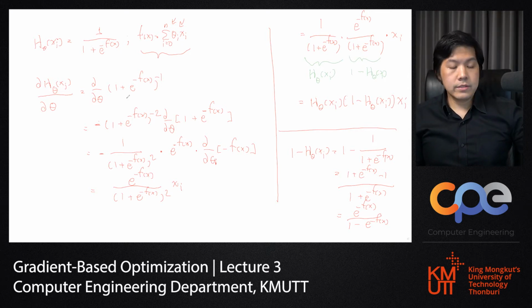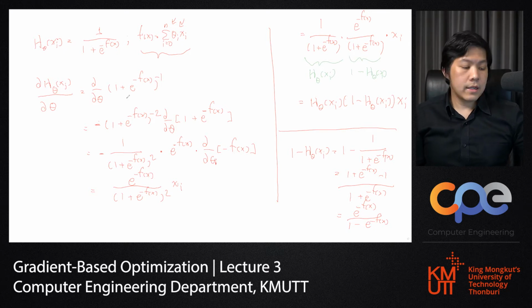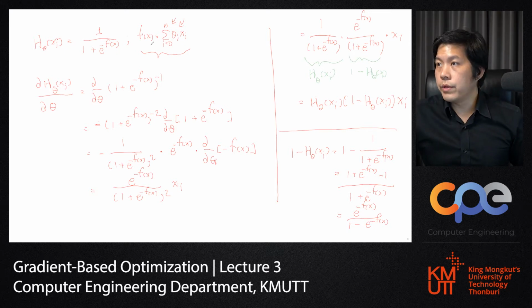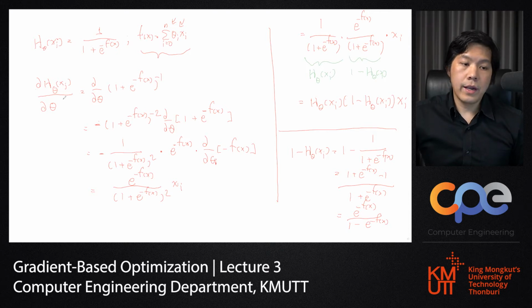So what does that mean? It means that when you take the partial derivative of h theta xi, you end up with the function itself multiplied by 1 minus the function multiplied by the value of xi.